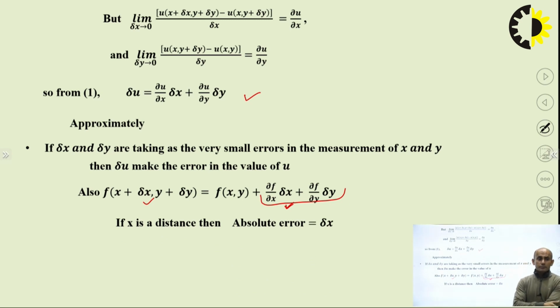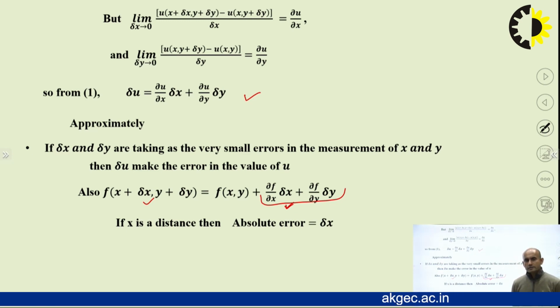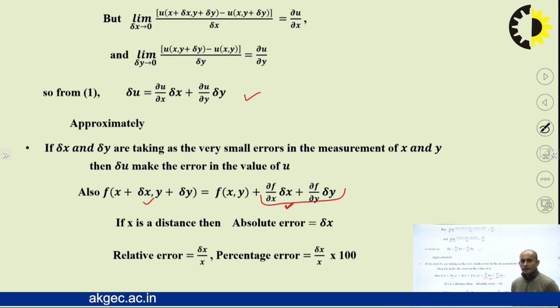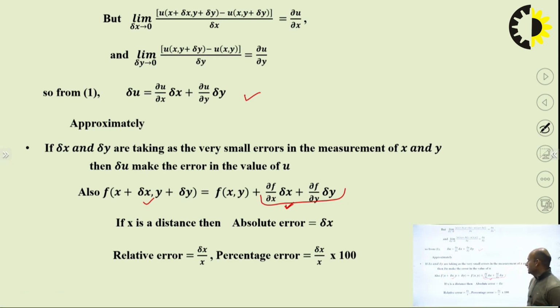Now suppose we have x as any quantity, for example distance. Then the approximate absolute error in x will be delta x, the relative error in x will be delta x upon x, and the percentage error in the value of x will be delta x upon x into 100, where x is the exact value of the variable and delta x is the absolute error or approximate error in variable x.